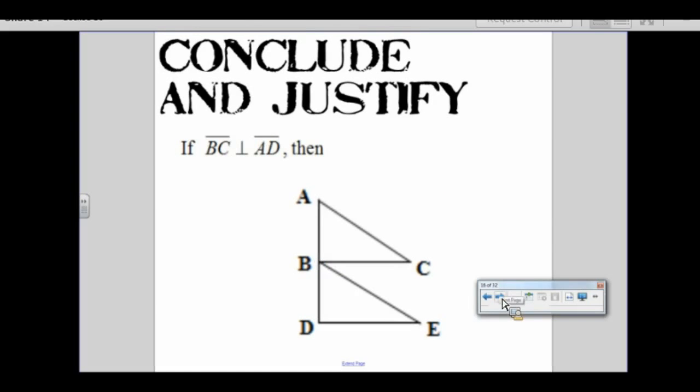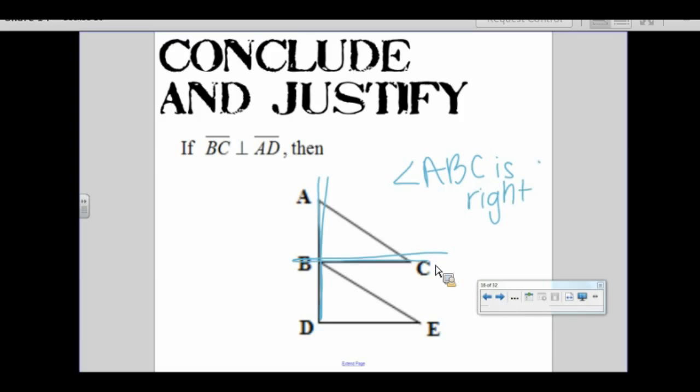If BC is perpendicular to AD, then, well, really, here's BC, here's AD, all that we can conclude is angle ABC is a right angle. And why is that? That's definition of perpendicular lines. It's not a theorem. It's just a definition. That's just what it is. Good.